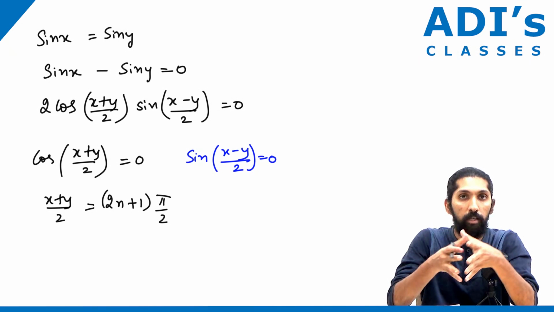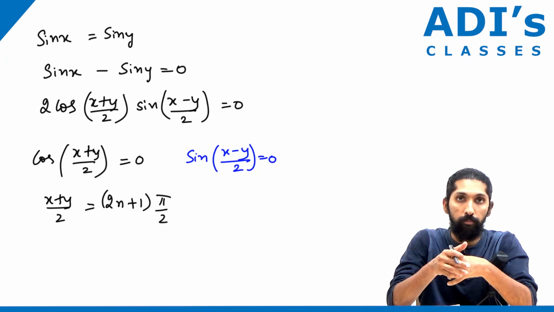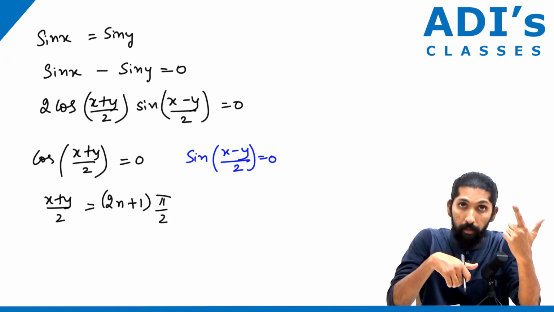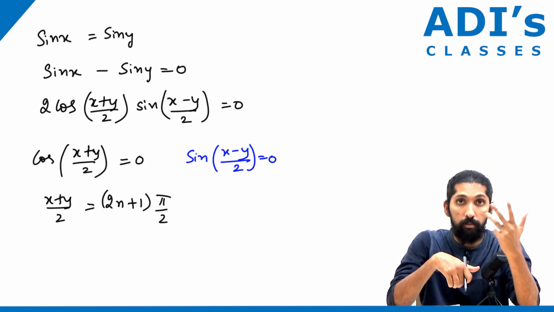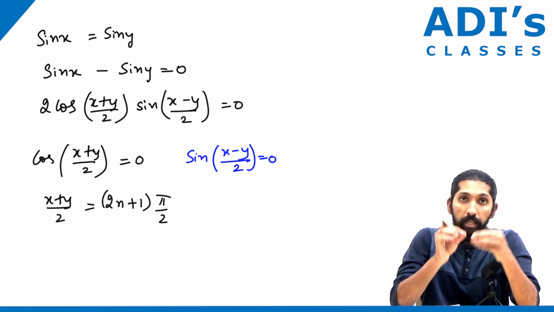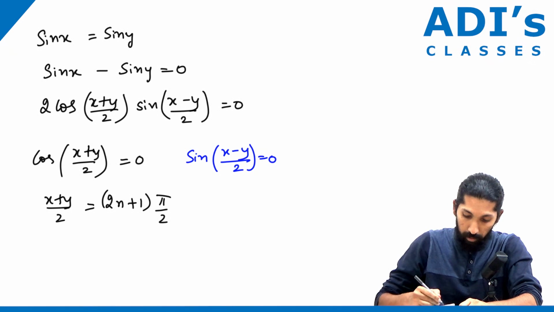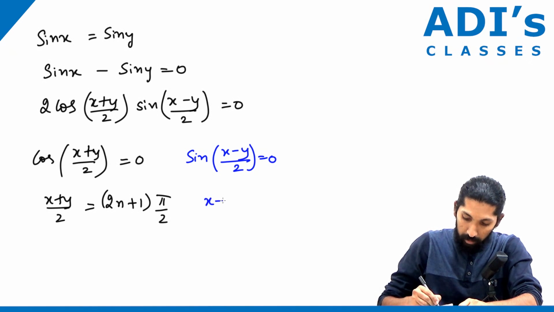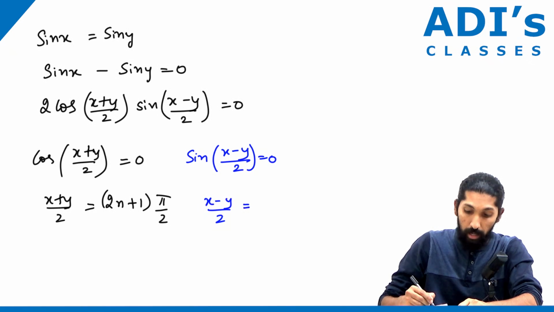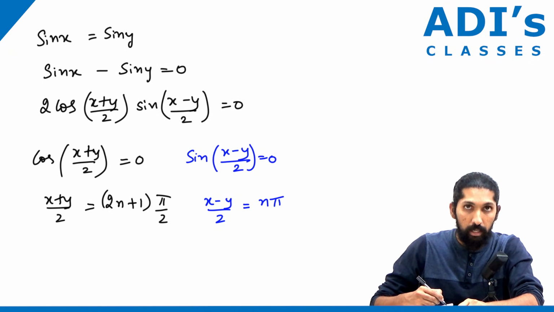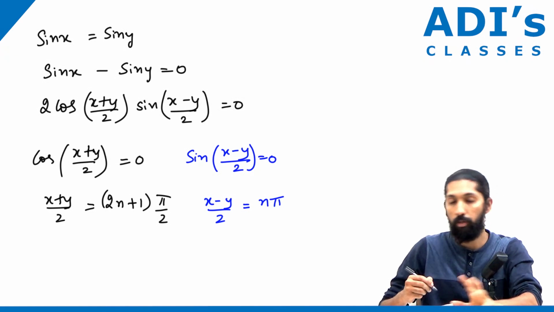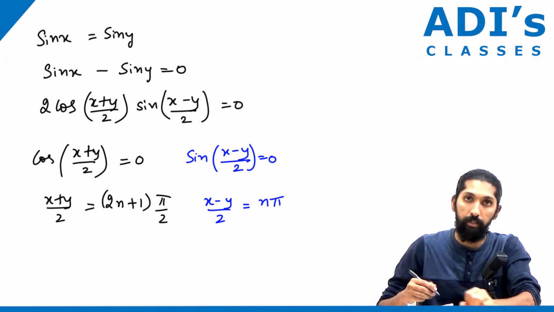Now, if you have sin of (x minus y) by 2 equal to 0, for what values of sine are we going to get 0? 0, pi, 2 pi, or 3 pi. So, any integral multiple of pi. That means here we can say that (x minus y) by 2 is equal to n into pi. In both the cases, n is an integer. Whatever the value might be, it has to be an integer.